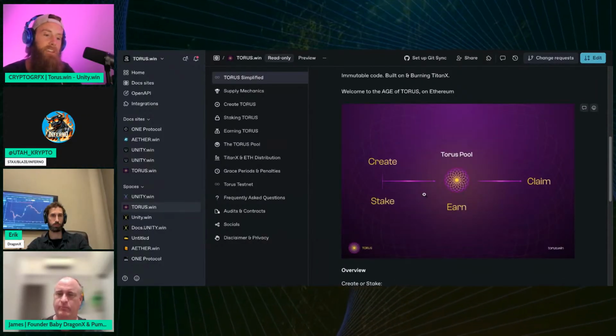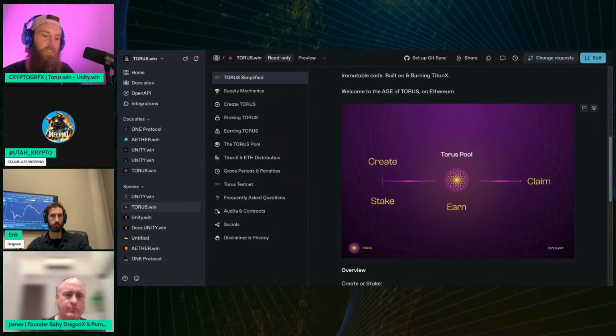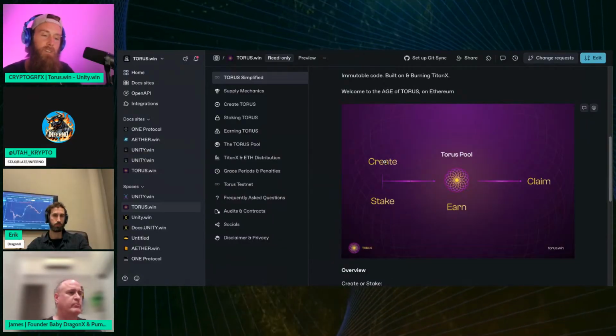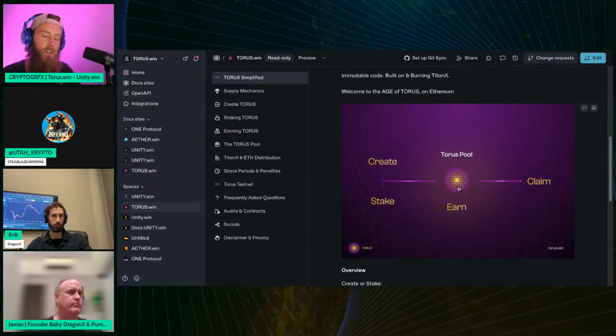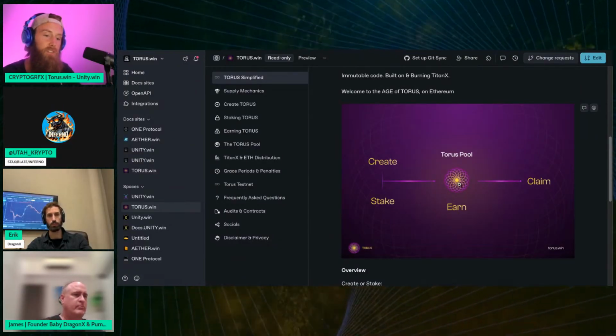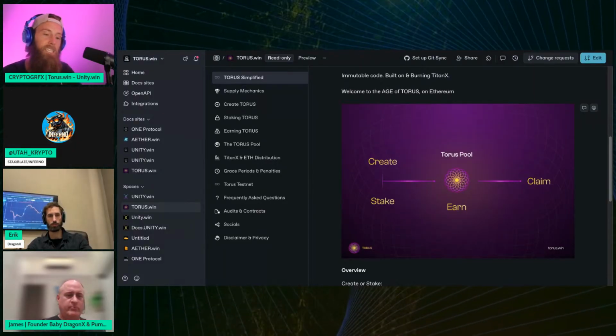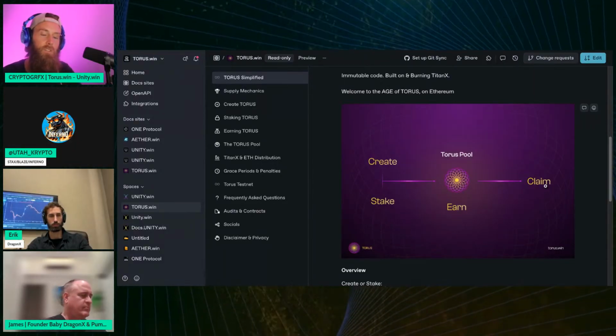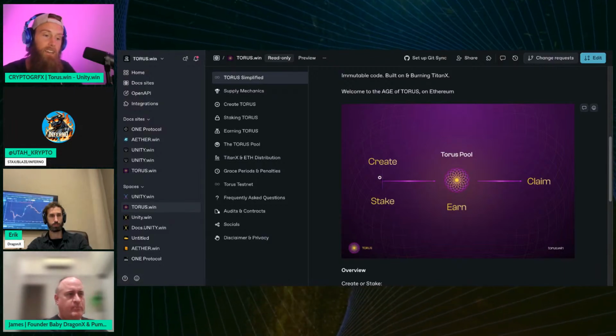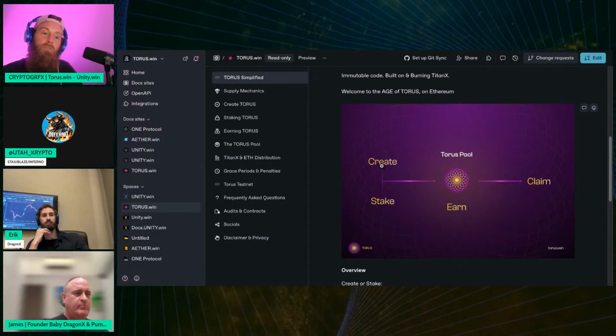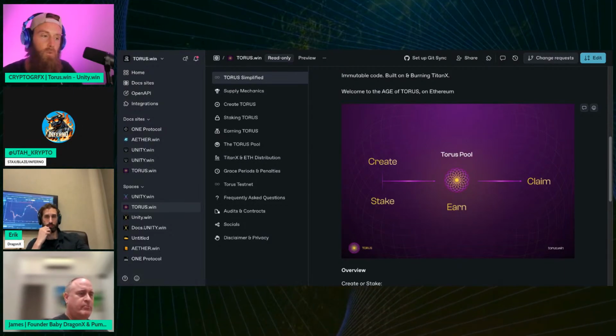This diagram here is how simple Torus is. You choose two options. You create or you stake, and you earn from the same place in the system for the first time ever. And when your period is done, your 88-day, maximum 88-day period is done, you simply claim. And then you come back here and you choose those decisions again. That's how simple Torus is.